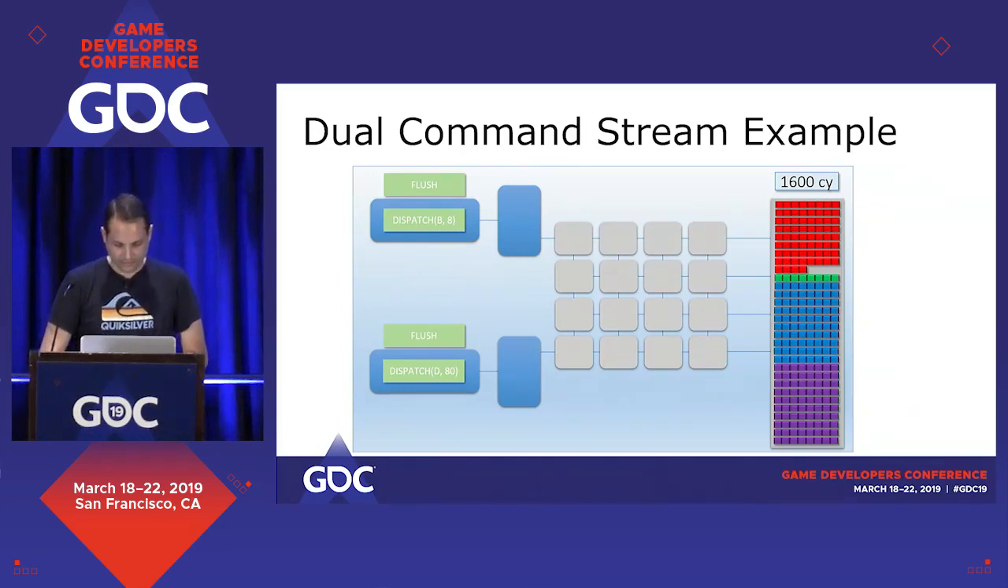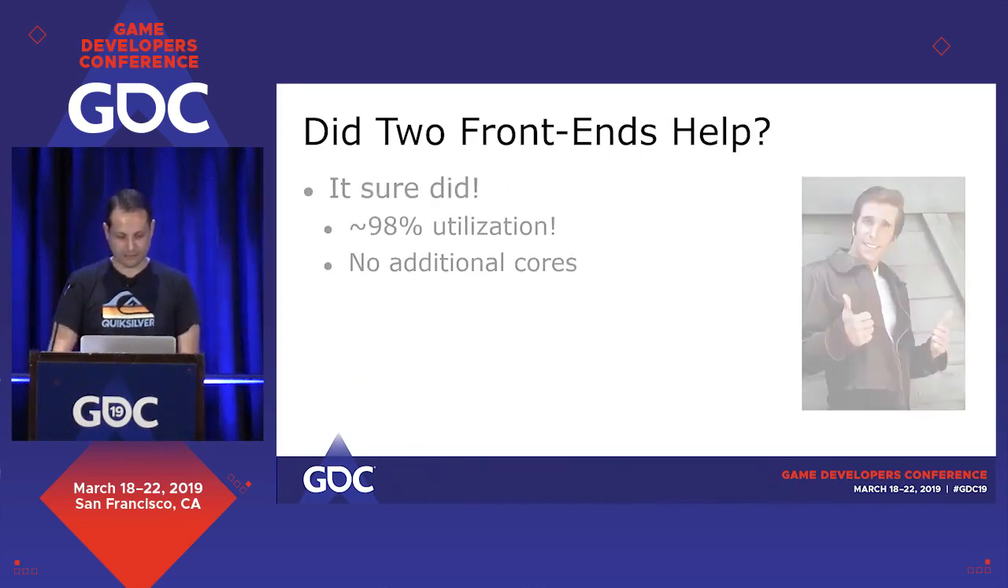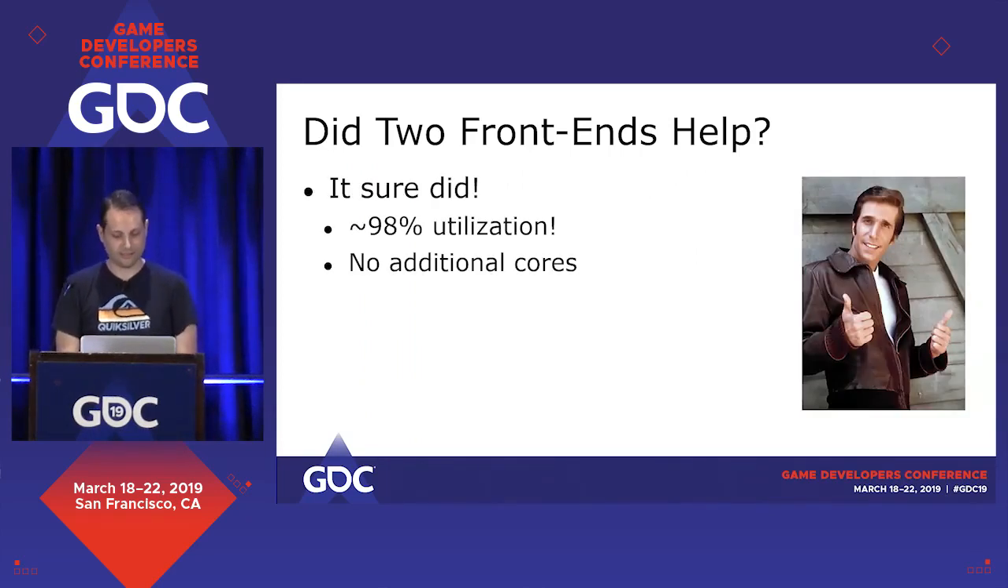Whew, that was a lot. So did 2 front ends help? I would say, yeah, it totally did. We got that worked out great. We got 98% utilization out of that, which is way higher than we had in some of our previous examples. And we didn't even increase our cores, right? And we're getting better throughput here, which is really cool.